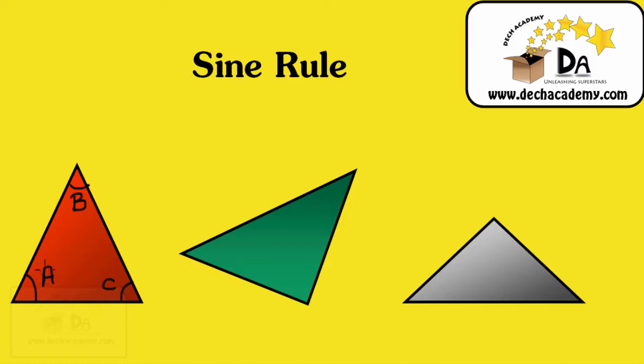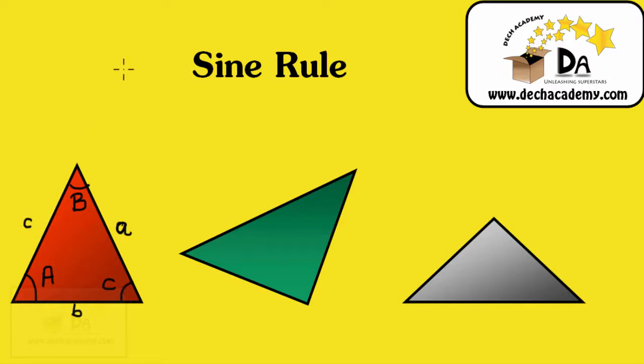Now I'm going to label the side opposite to angle A with this lowercase a. So I'm going to say this side here has a length of small a. The side of the triangle opposite to angle B, I'm going to label as having a length of lowercase b, so small b. And the side of the triangle opposite to angle C, I'm going to label as lowercase c.